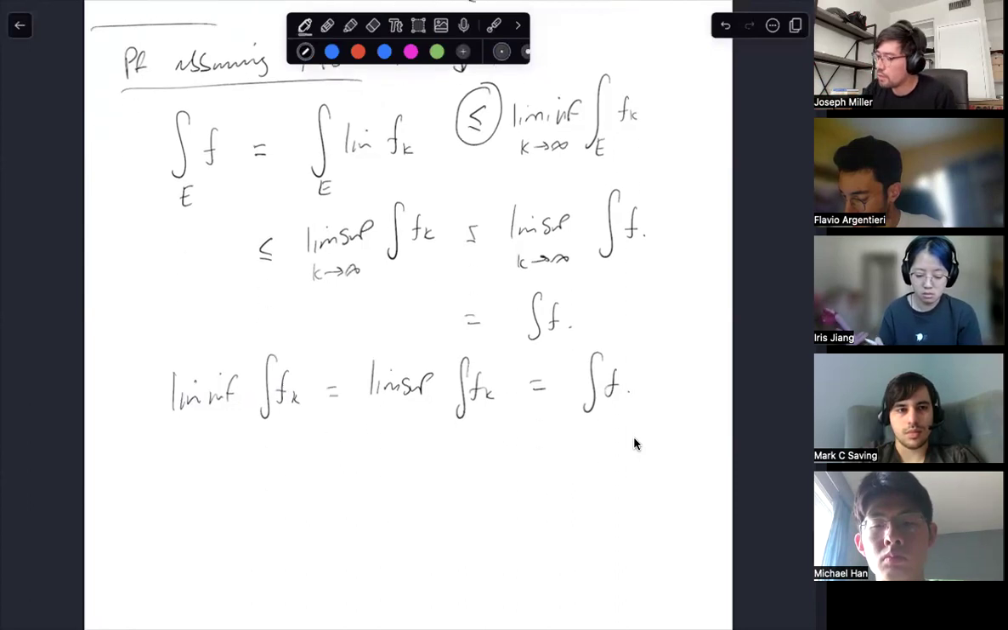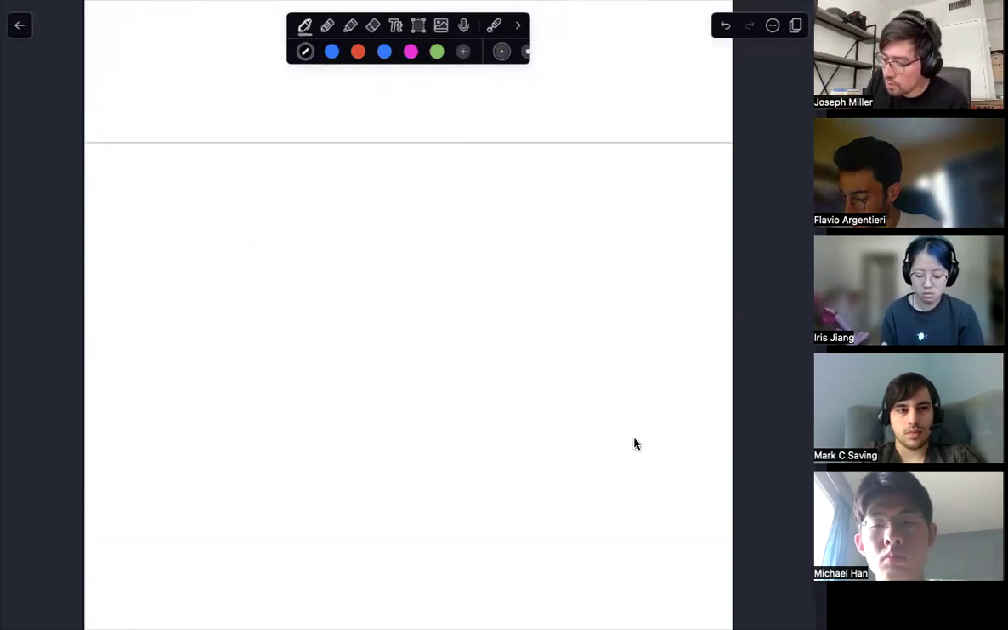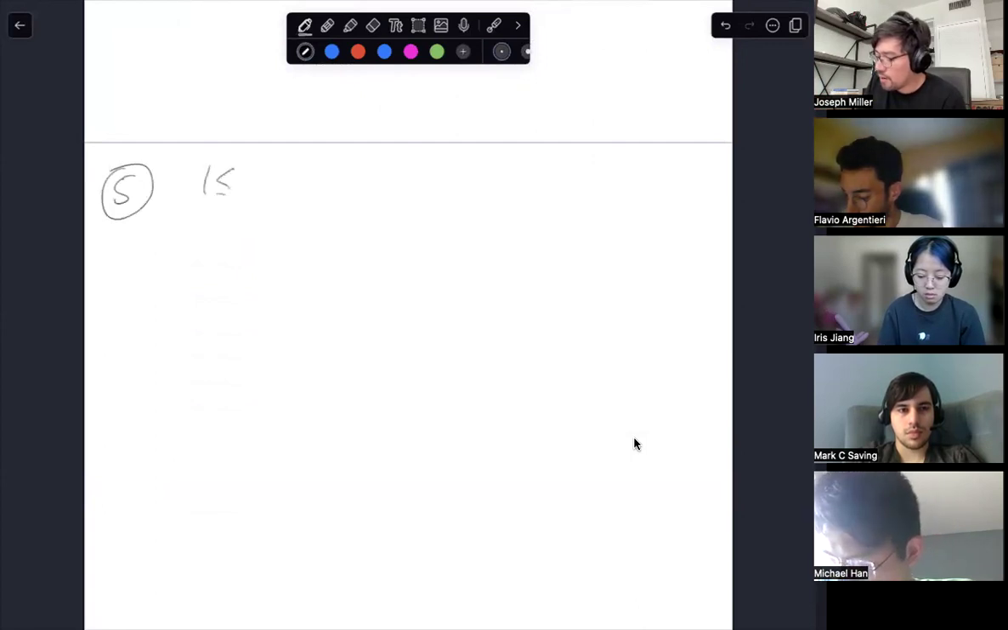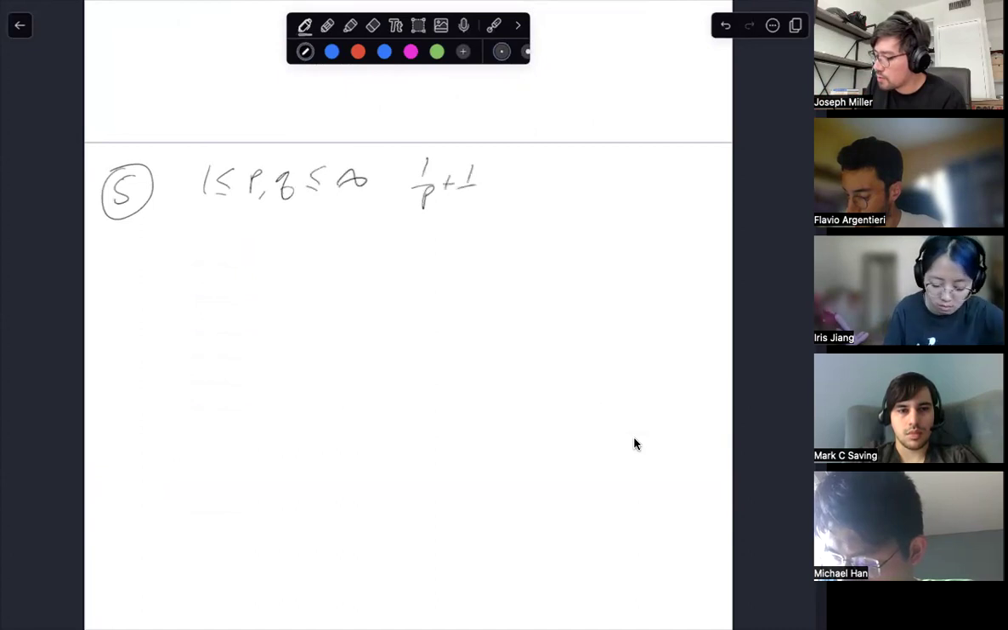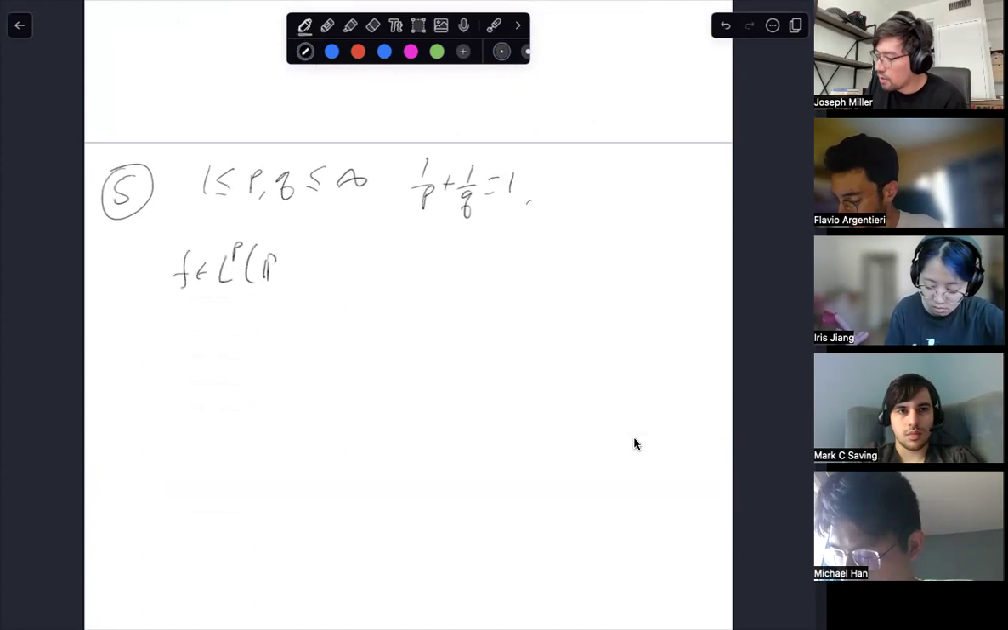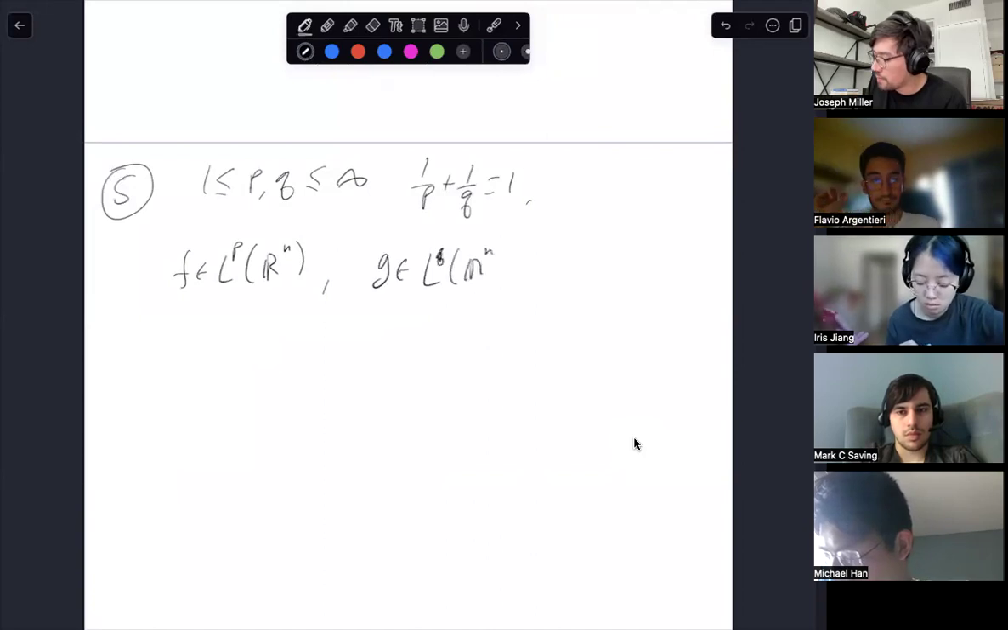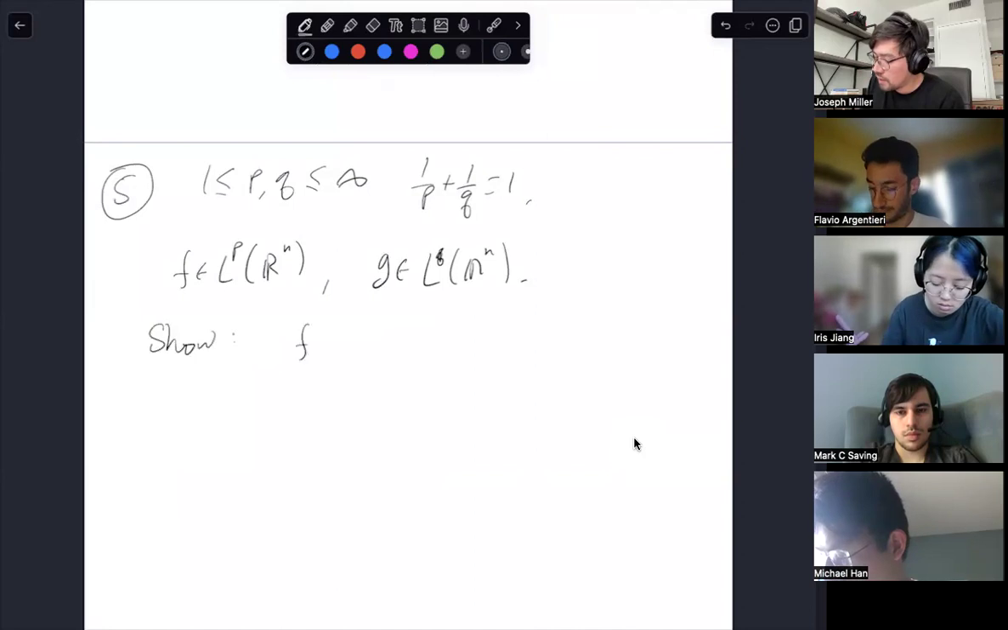Yeah, let's do the last one in spring 2022. So this is problem 5. Here I have an Lp-Lq problem. So I have p and q, which are conjugate exponents, and I have a function f in Lp of R^n, and g in Lq of R^n. Show f convolved with g is bounded and continuous.